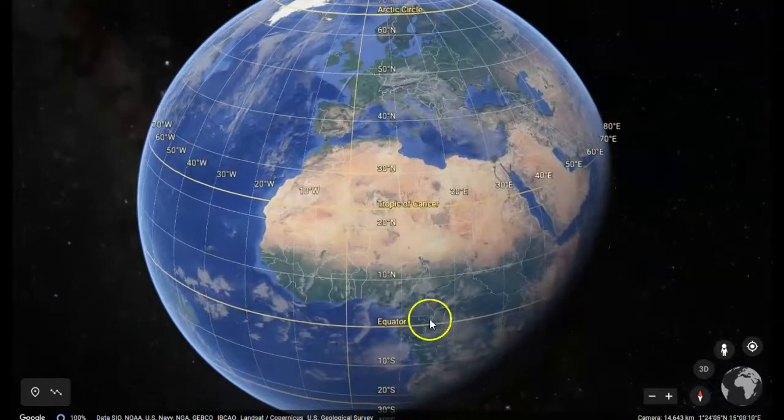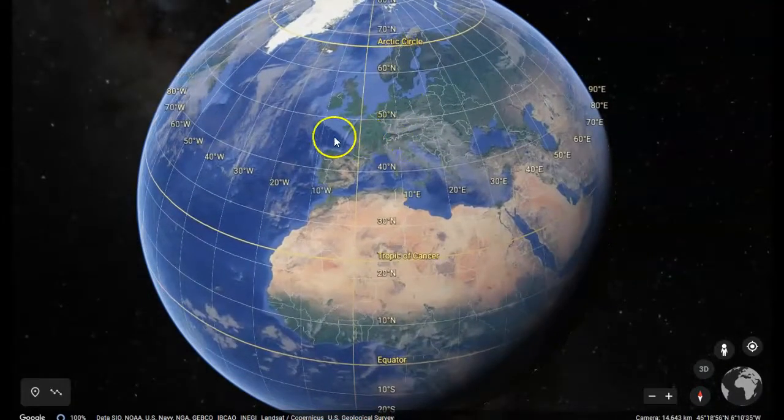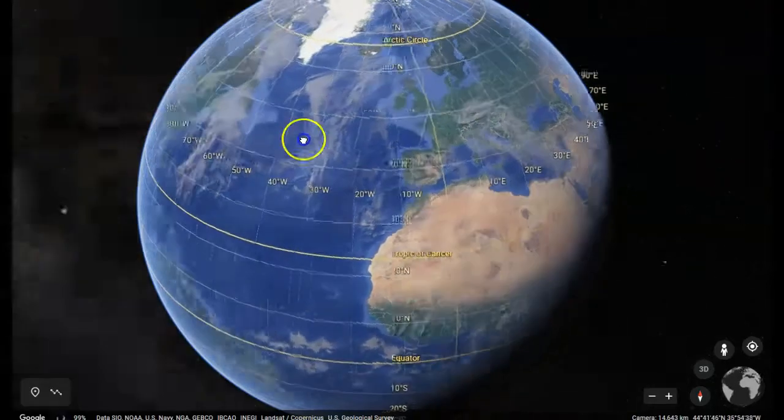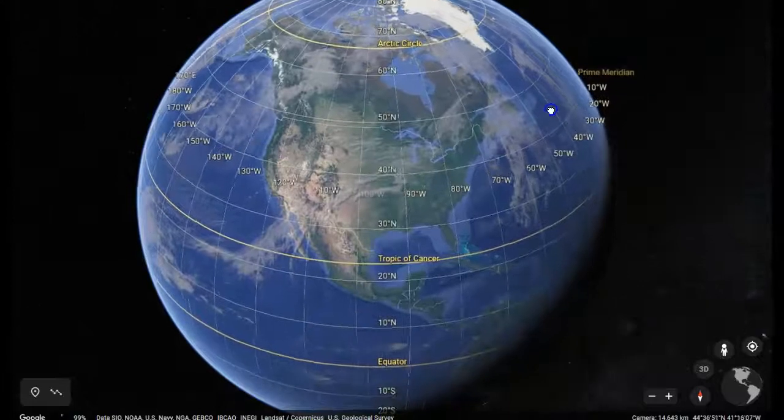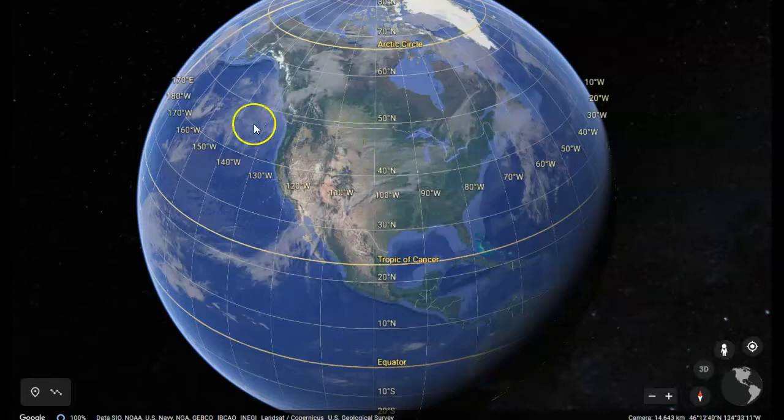So the one that would be halfway between the equator and the pole would be around 45 degrees of latitude, which is right about here. Okay, if we flip over to North America, where we're more familiar, the 45th latitude is in the northern parts of the states, like Washington State, Montana, Idaho, up in that area.